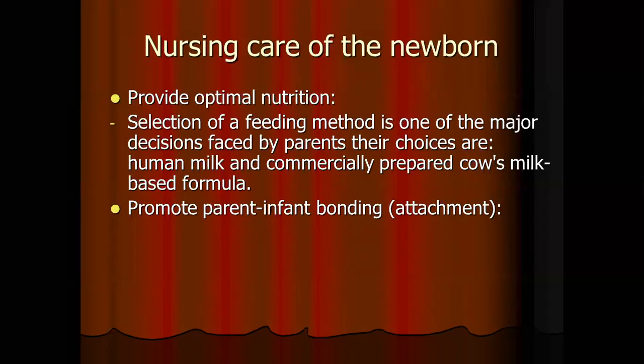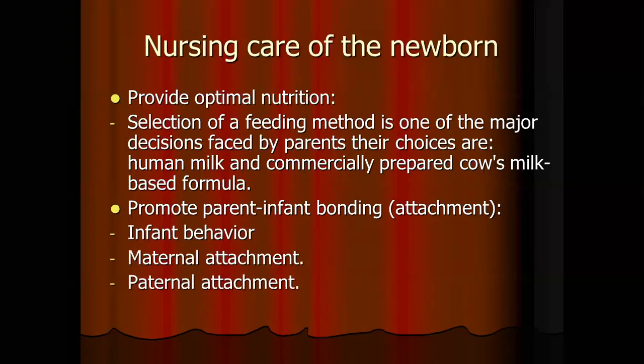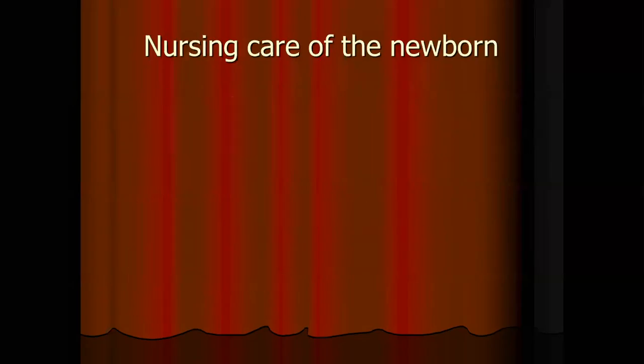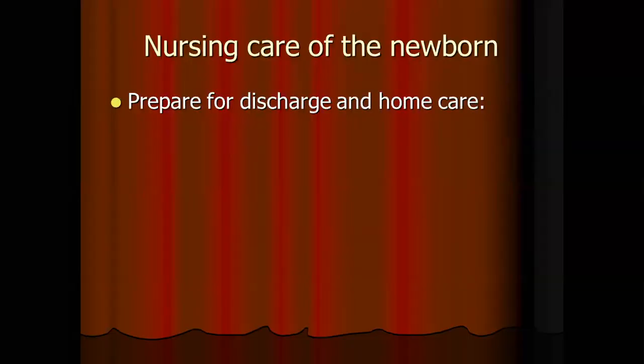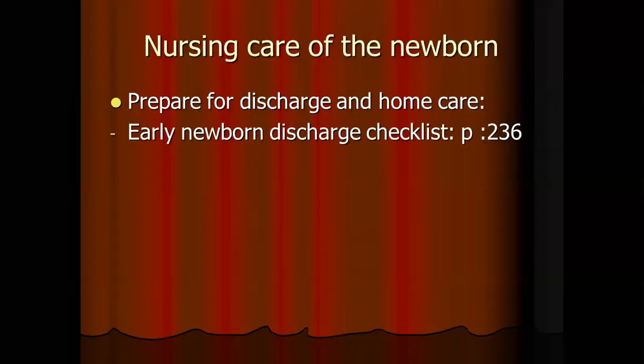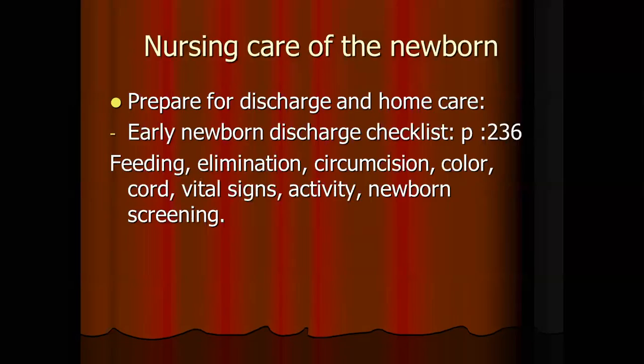Then promote parent-infant bonding: attachment, infant behavior, maternal attachment, parental attachment, then siblings. The next is preparing for discharge and home care. Early newborn discharge checklist, where we have a checklist related to feeding, elimination, circumcision, then cord care, then vital signs, then activity, newborn screening.